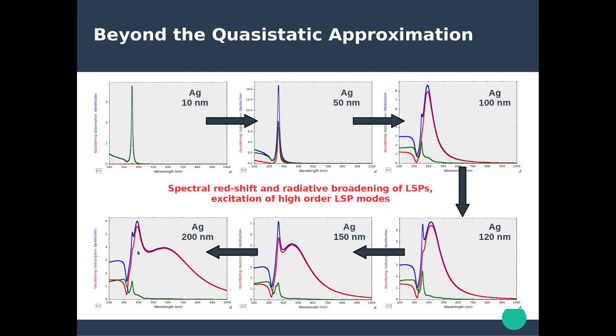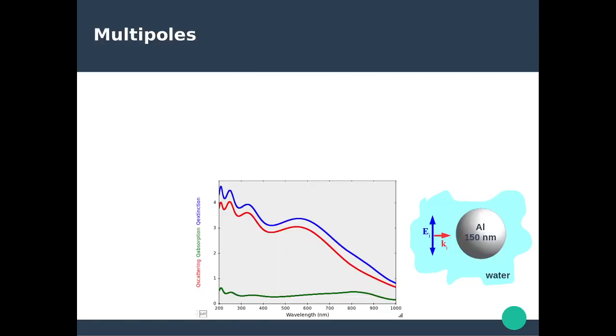To summarize, we have a spectral shift. It's a red shift. You have an increase in radiative damping of the plasmon resonance. That's leading to larger, broader resonances, and you have also excitation of higher order modes like quadrupoles, octupoles, and beyond. So this is what you can get beyond the quasi-static approximation, using Mie Theory. So what are those multipoles that we talk about?